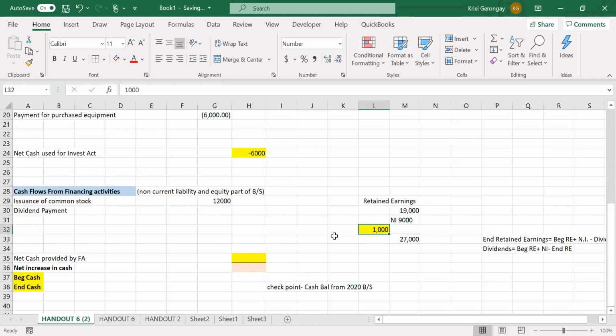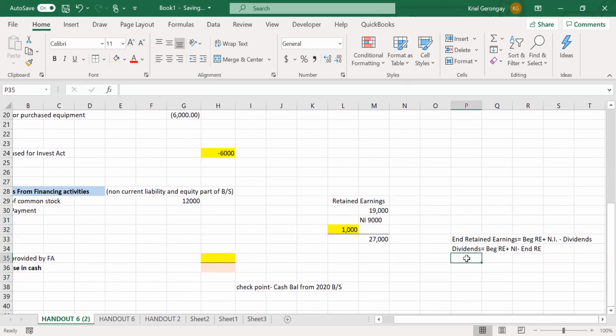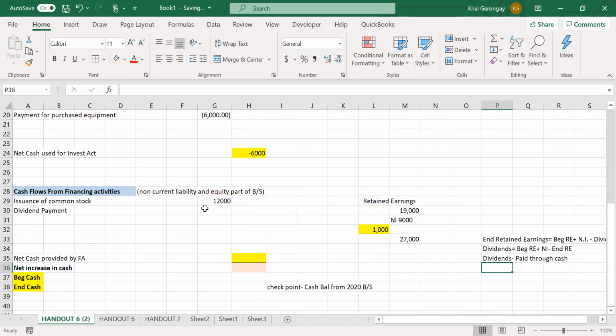Since we paid cash for this dividend, we have to account for it in the financing activities by subtracting 1,000. And so under net cash provided by financing activities, getting the total of these two numbers, we get 11,000.